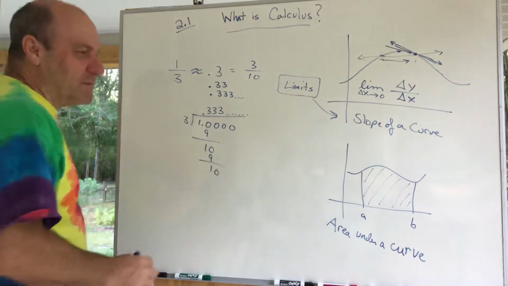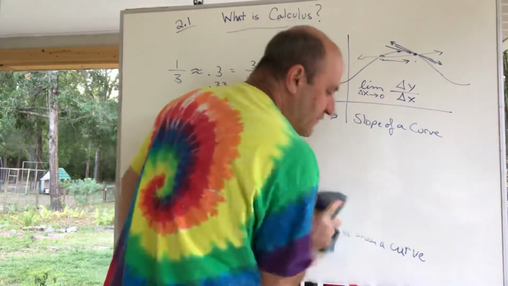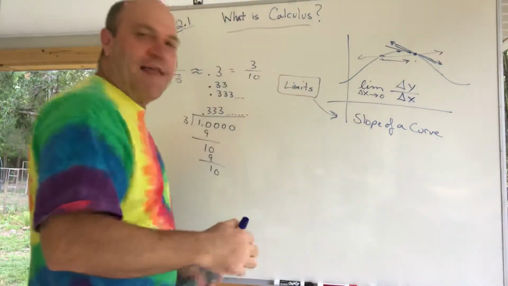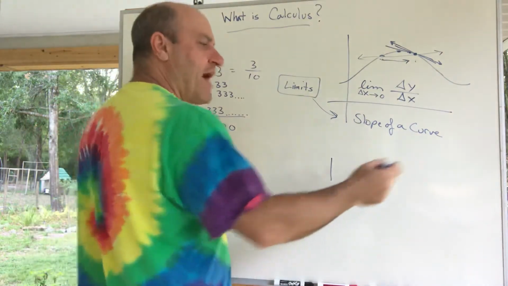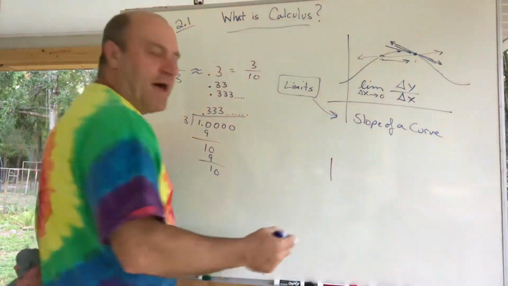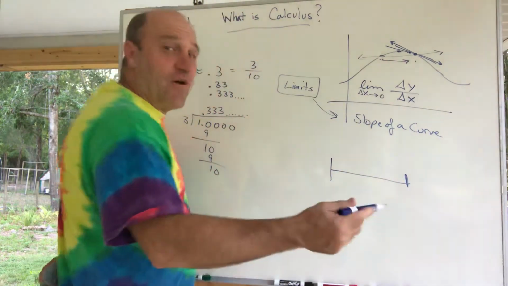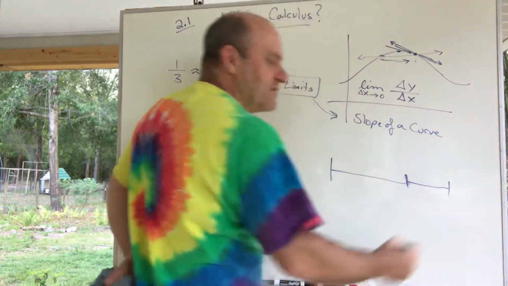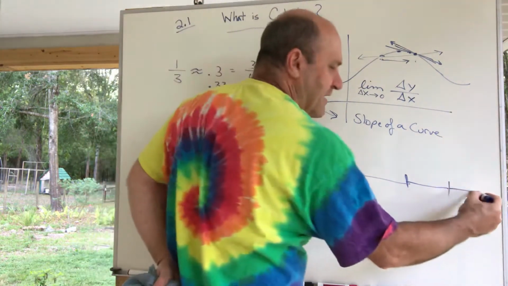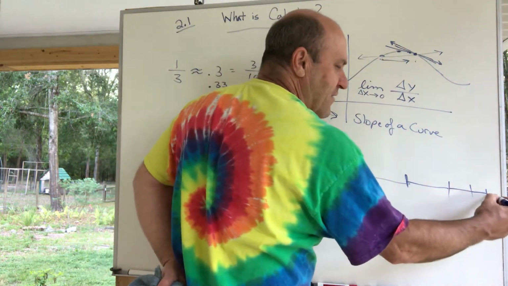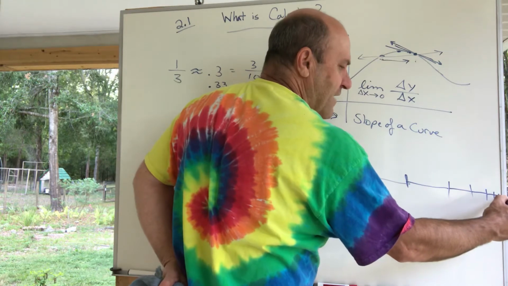Here's another one. I'm going to draw a line. Here I am. I'm going to start here. I'm going to go halfway to the edge of the board. Okay, good job. Let's go halfway to the edge of the board. Let's go halfway. Let's go halfway.